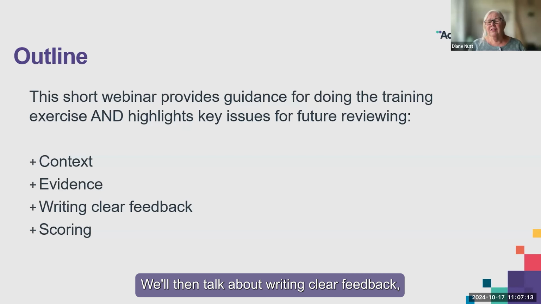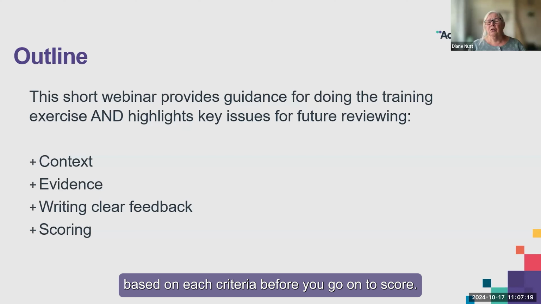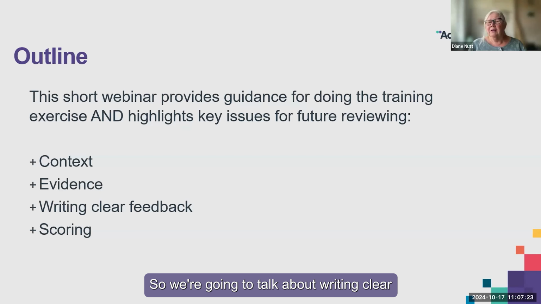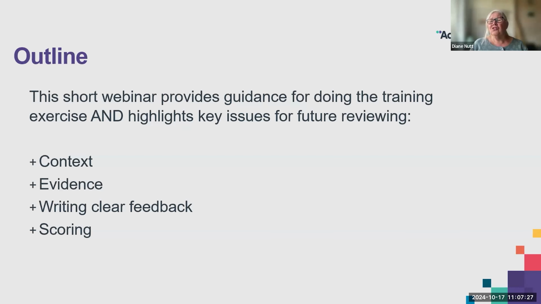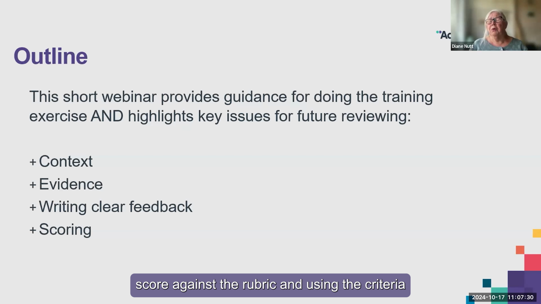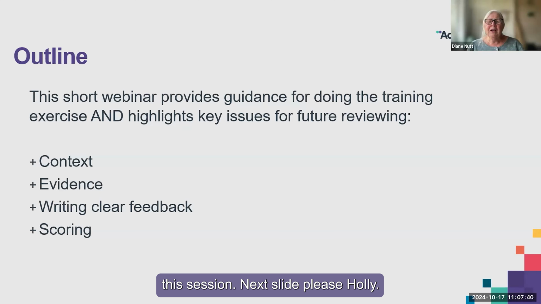We'll then talk about writing clear feedback, because when you're reviewing, you'll look at that evidence, write some notes or draft feedback based on each criteria before you go on to score. So we're going to talk about writing clear feedback briefly. And then lastly, we're going to consider how to score against the rubric, using the criteria and your own feedback against that scoring rubric. So we'll say a bit more about that when we get there. But that's the structure of this session. Next slide, please, Holly.